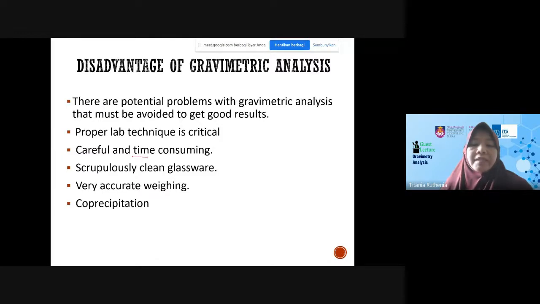It's time consuming, and we have to prepare clean glassware, and we have to work accurately, so it is necessary to prepare an accurate analytical balance. And there is also co-precipitation. It's also a problem in gravimetric analysis. So this is one of the disadvantages of gravimetric analysis.